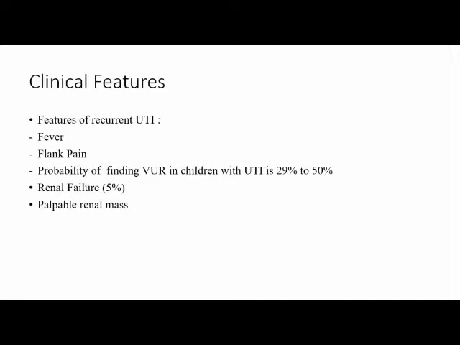Coming to the clinical features, there will be features of recurrent UTI, fever, flank pain. The probability of finding VUR with UTI is 29 to 50%.